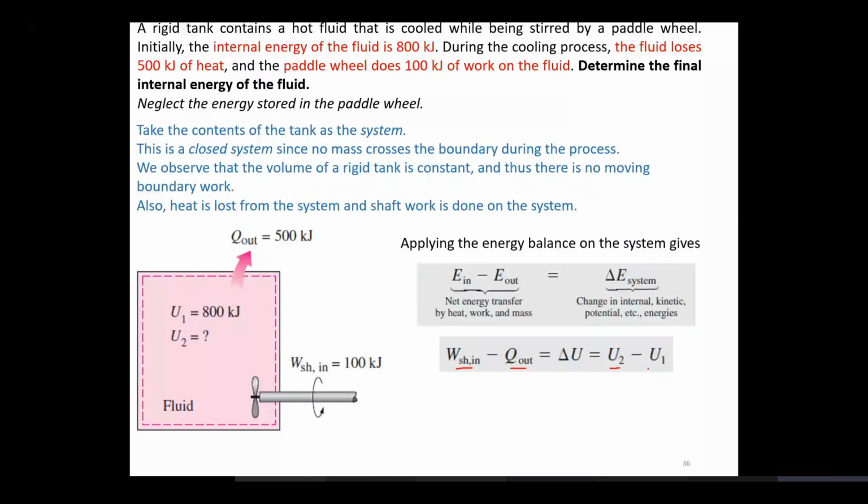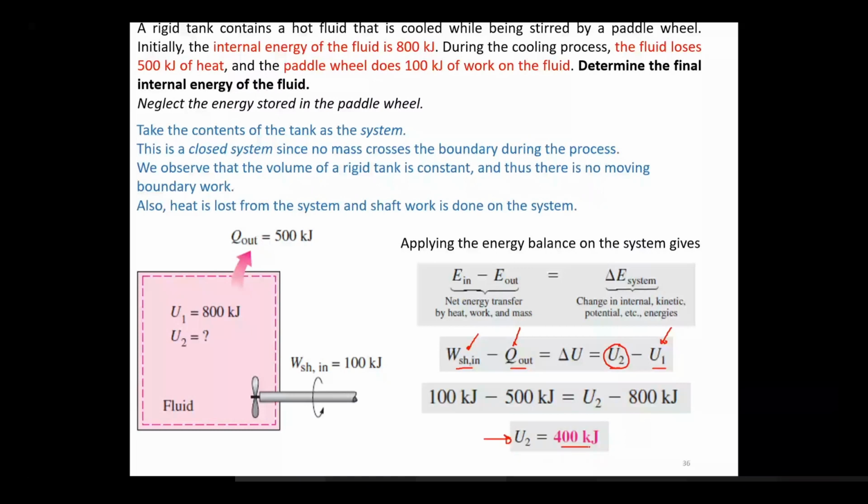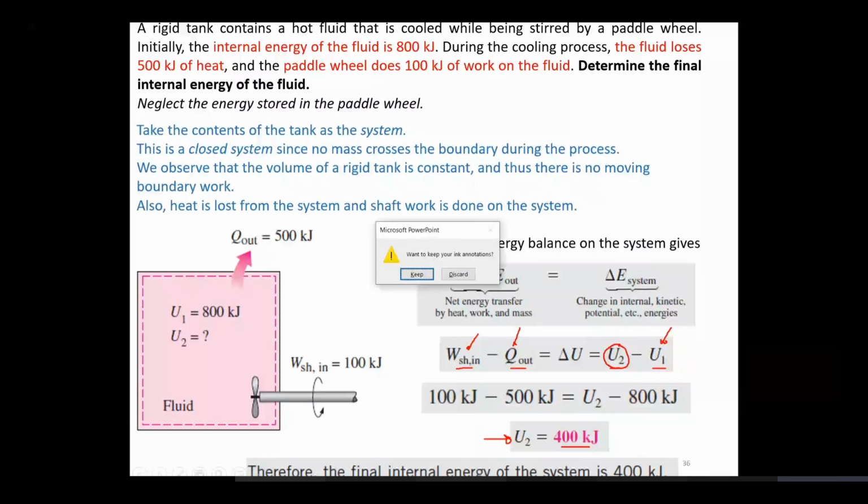Now, if you see, this value is given to you, this value is given to you, initial state internal energy is given to you. The only thing unknown is basically the final internal energy of the system. If you plug in the values, you would find out that the final internal energy of the system is 400 kilojoules. Clear? Yes, sir. Stop over here, and we'll continue from the energy balance equation examples in our upcoming week.